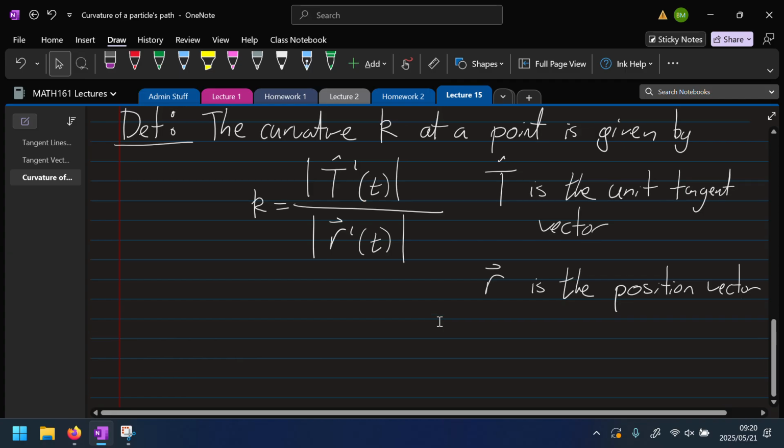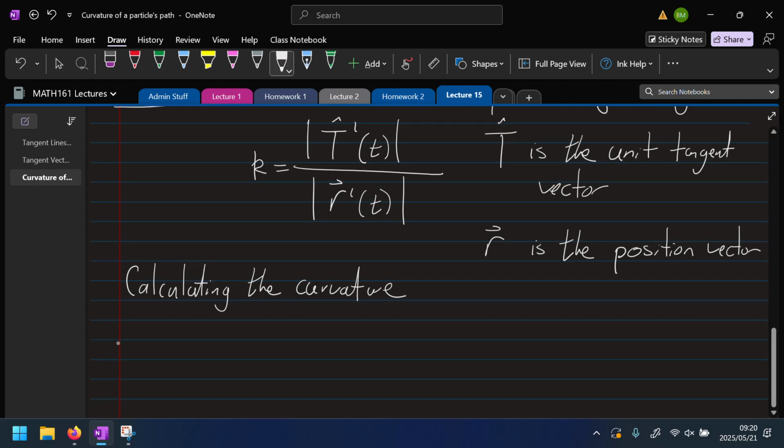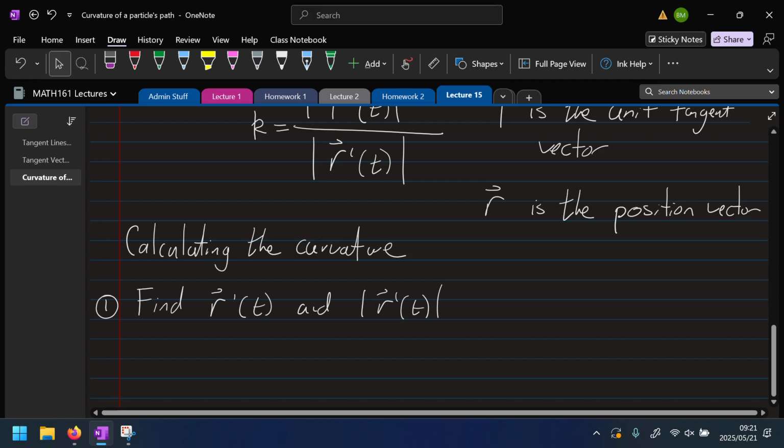Okay, so we can calculate this in 4 steps. Calculating the curvature. Step number 1: find r prime of t and the length of r prime of t. Or you can think of it as find the velocity and then the length of the velocity vector, that's your speed. Right, because we're trying to think of this in terms of the physics side.